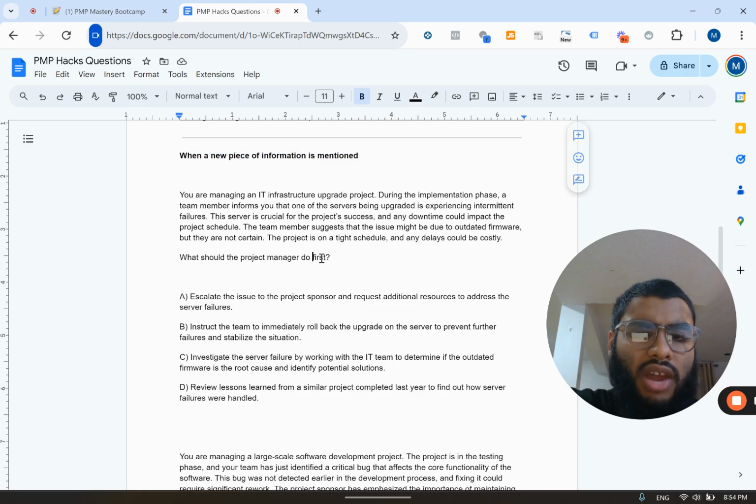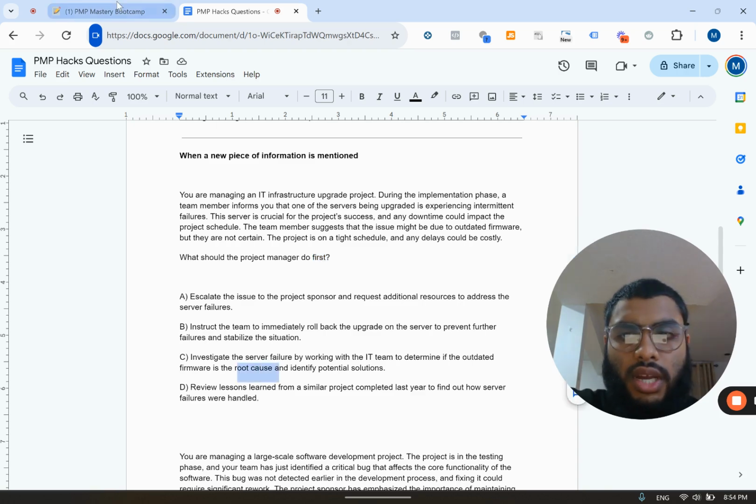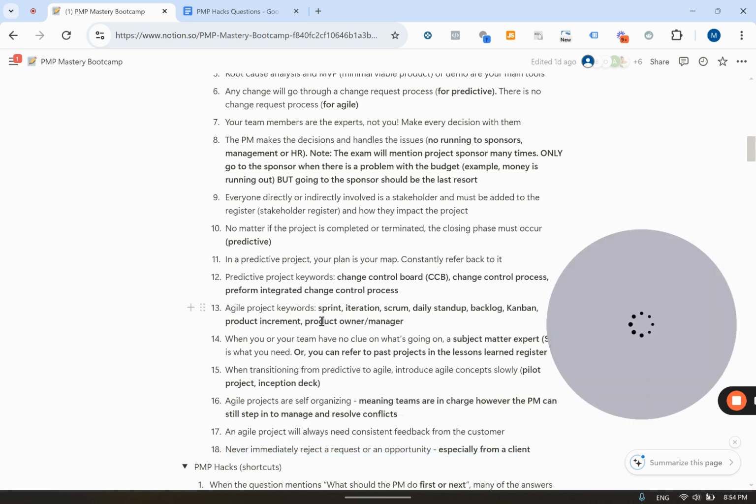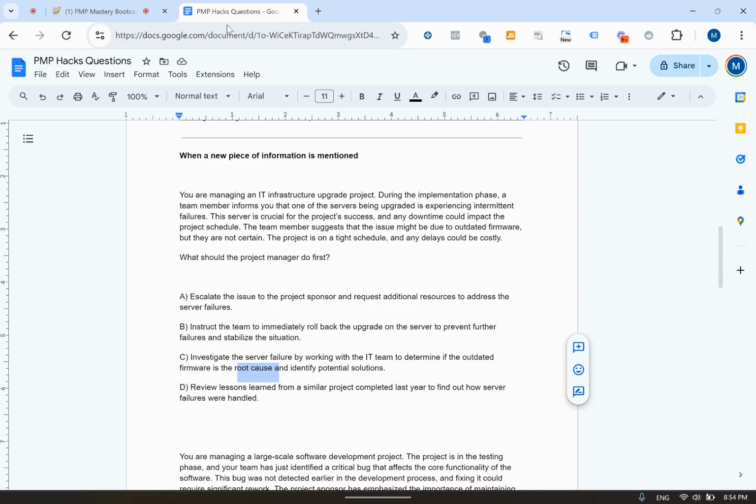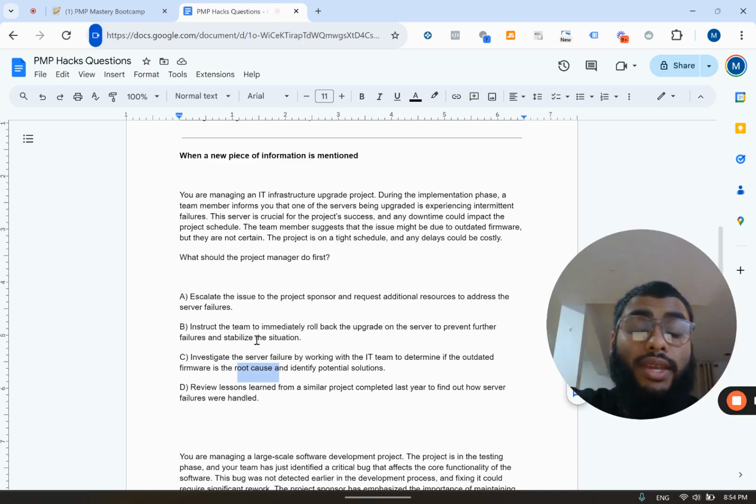Why? Because we have principle number 1 in action. Investigate, so gather information, and we're going to use the root cause analysis. All right, root cause analysis is one of the most popular tools that the PMP likes to mention a lot. So this has 2 components in it. We're going to gather information and then look for the root cause and then identify potential solutions. Okay, C is going to be the best answer.